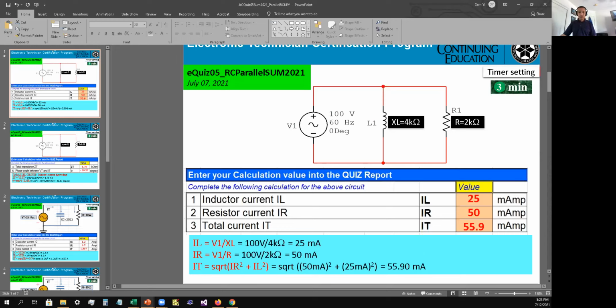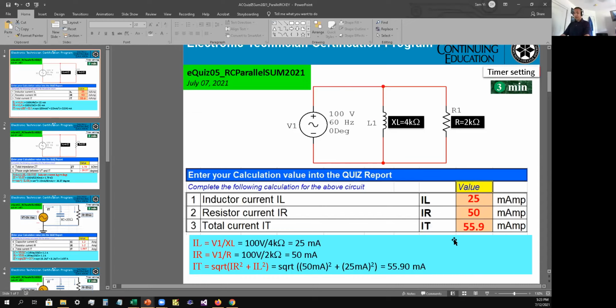Does anybody have any questions? If we round to 56, is that considered correct? Yeah, it's acceptable. Like I said, for most of these we have a set range of plus or minus 5%. You are still within the 5% range.